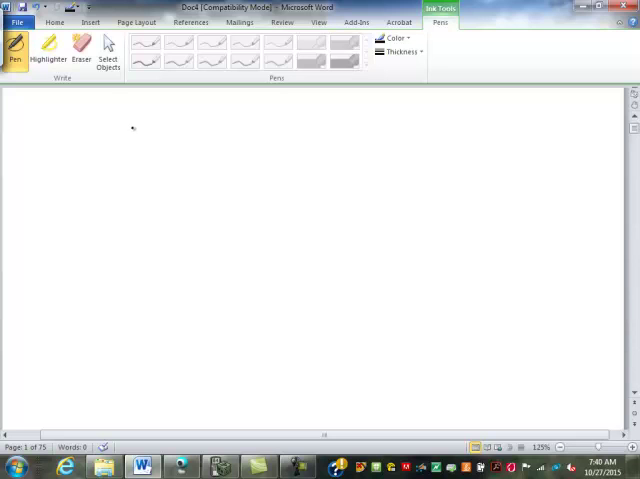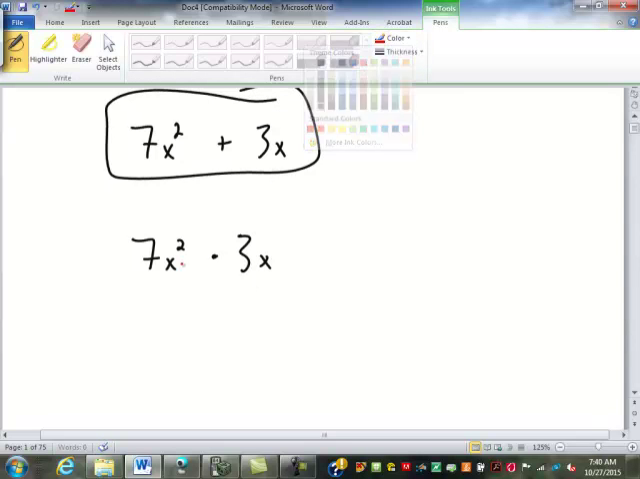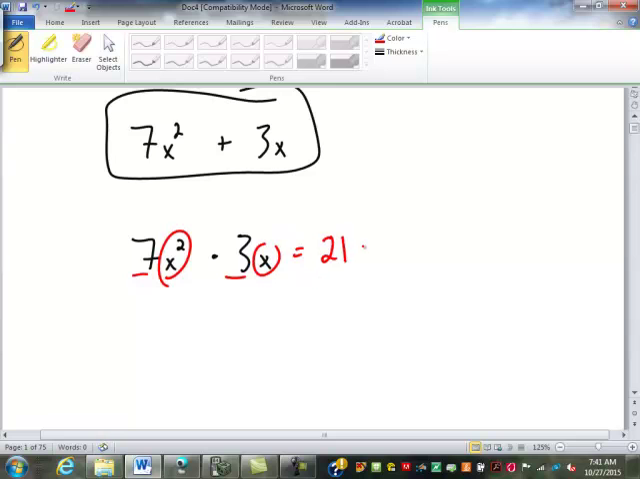And when we add, 7x squared and 3x cannot be combined. They're separate digits. They have different place values. So 7x squared plus 3x is just 7x squared plus 3x. But when we multiply 7x squared times 3x, we can combine that. Multiply the count. 7 times 3 is 21. And then we also multiply the names. X squared times x is x to the third.